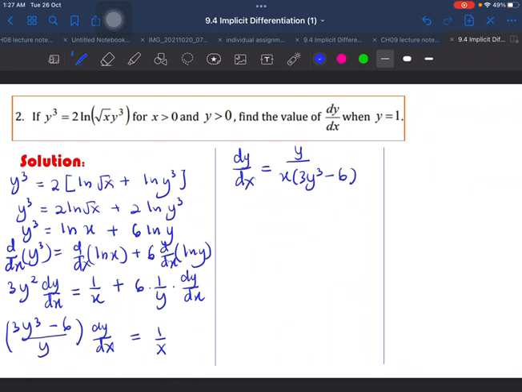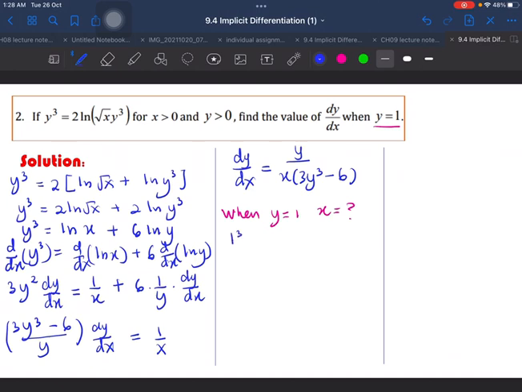But, tetapi kelas, soalan hanya memberikan y equal to 1. Kita tiada value untuk nilai x. Jadi kita kena cari dulu nilai bagi x. Di sini, when y equal to 1, apakah nilai x kita? Okay kelas, jadi kita substitute y equal to 1 into the original equation.